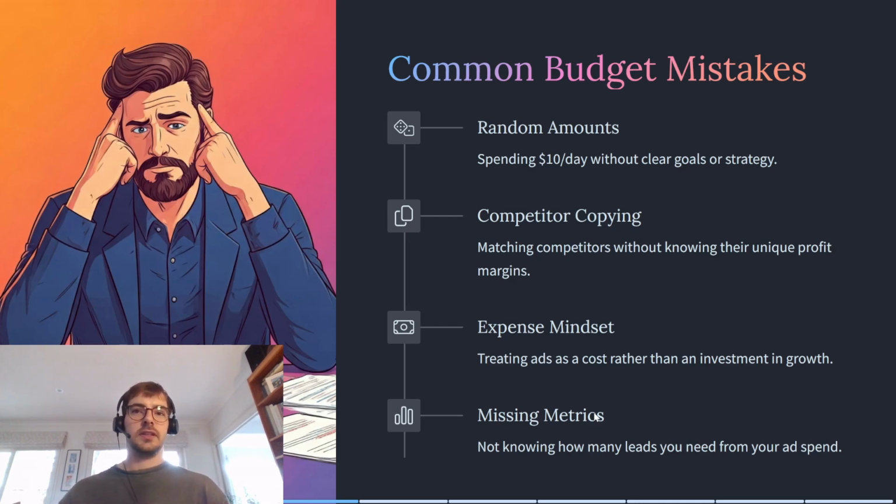And the other thing I see is seeing ads as a cost rather than an investment. They will take money out of your bank account, but they should always return it if you set it up right. And they should return it at least 5 times over. So you've got to spend money to make money. And the other thing is missing metrics. You've got to know how many leads you need from your ad spend and how much those leads should be costing you.